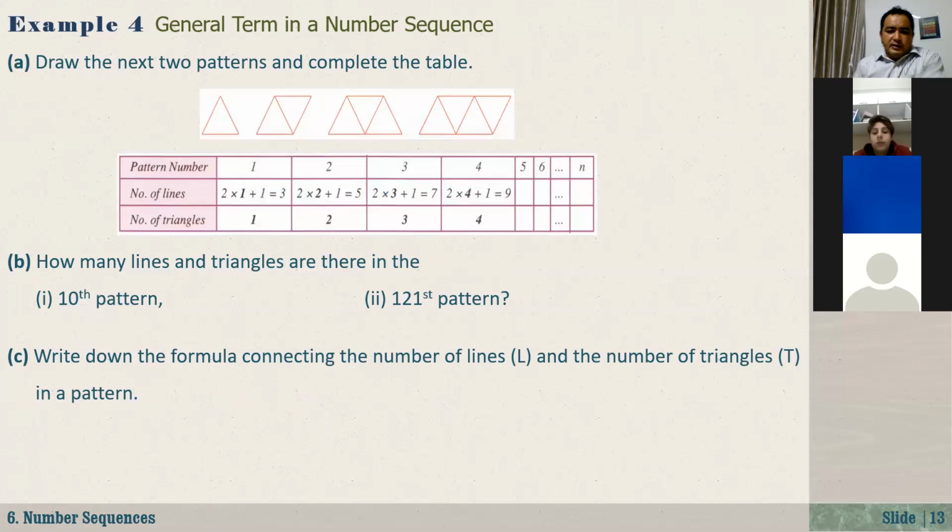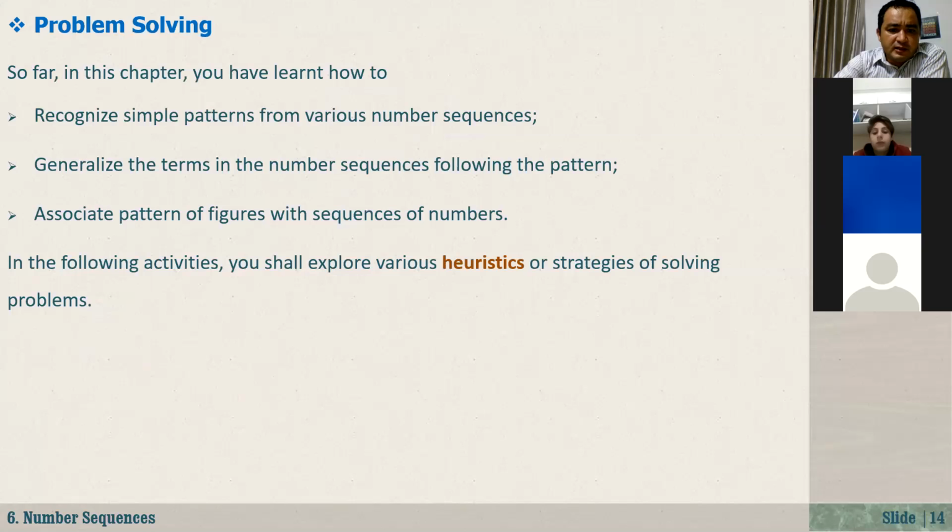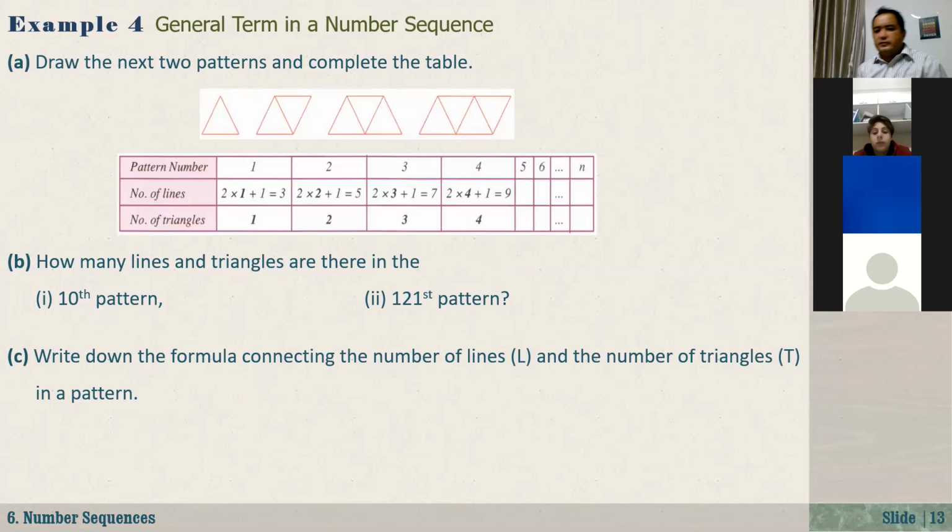Another example, that's the last question for today. And I think you'll continue next class, because after that I also have class. Draw the next two patterns and complete the table. Each time, to draw the next, we are adding two more sticks here, and here we will have another figure. How can I draw this?